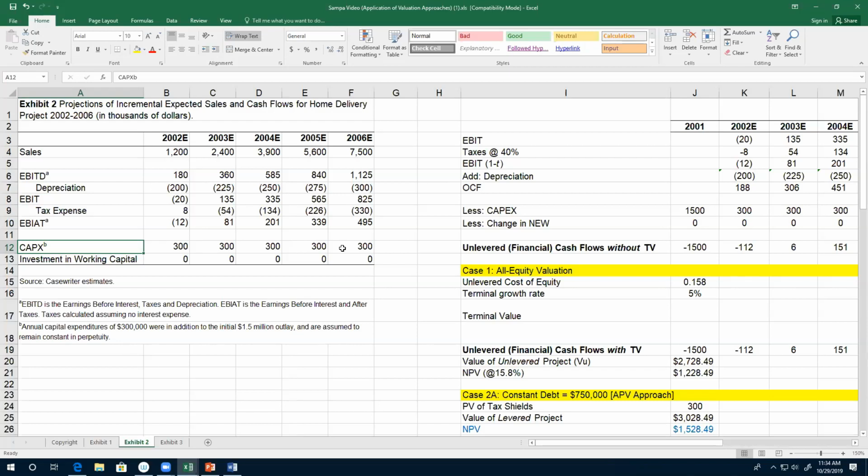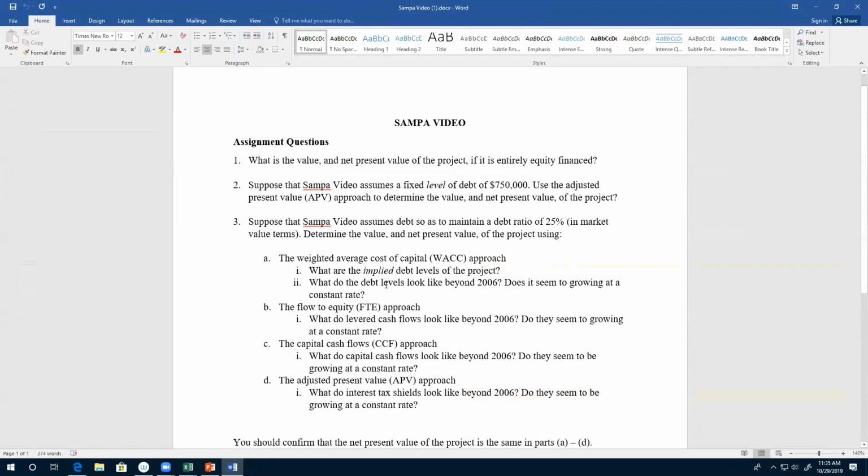Now this is not to suggest that this is a finite project. Rather, the forecasts that are given to you are for the next 5 years. And what I had asked you to do is the following. I had given you the suggested analysis questions to figure out what is the value and net present value of this project if it is entirely equity financed. Then suppose Sampa Video assumes a fixed level of debt of $750,000 to invest in this project. Use the APV approach to determine the value and the net present value of the project.